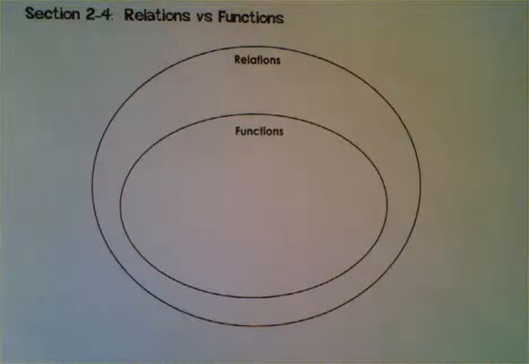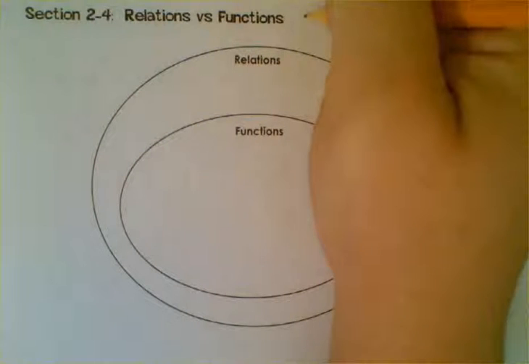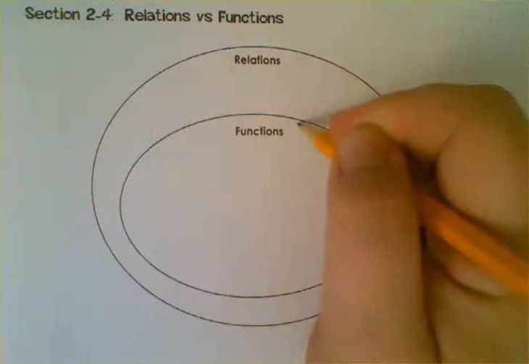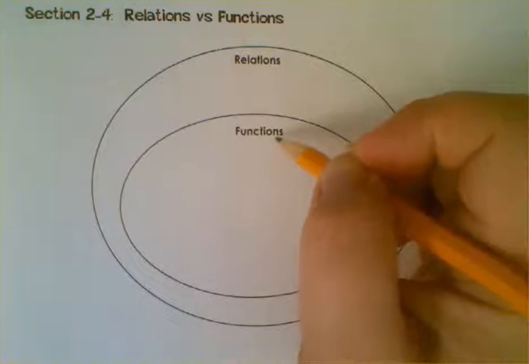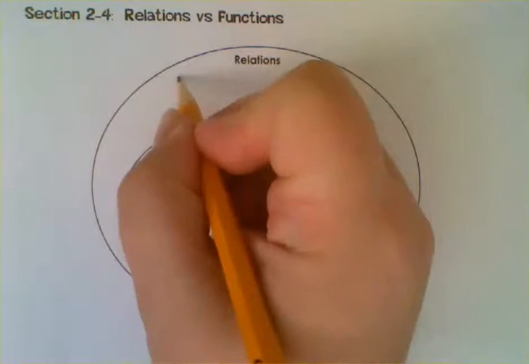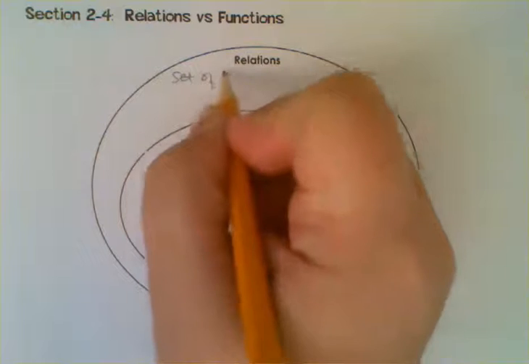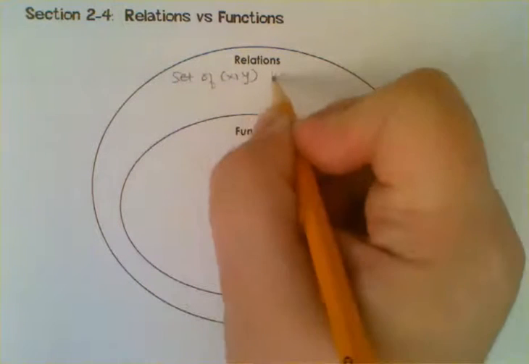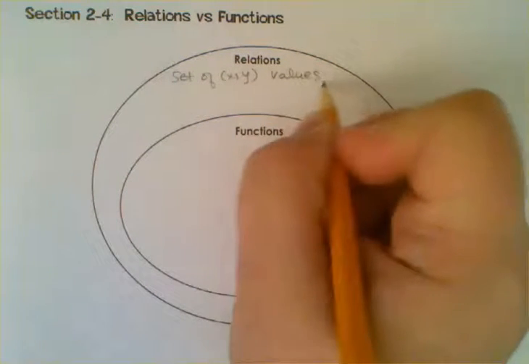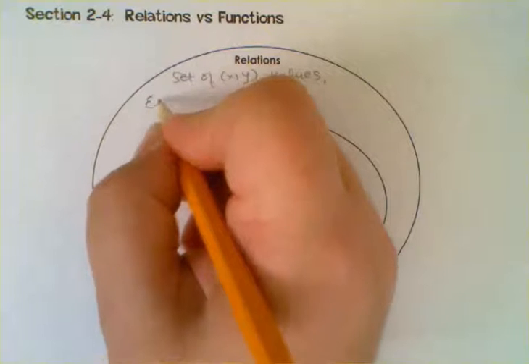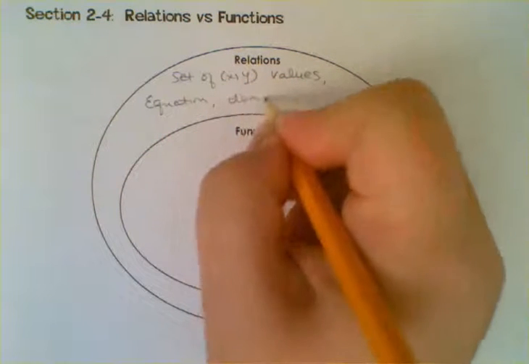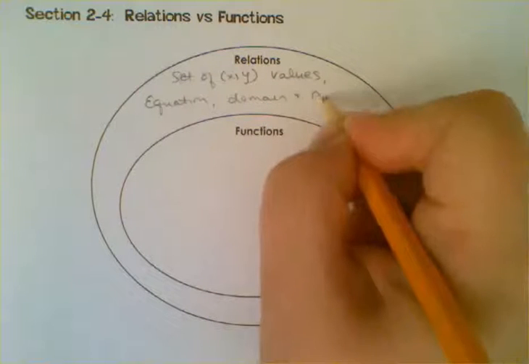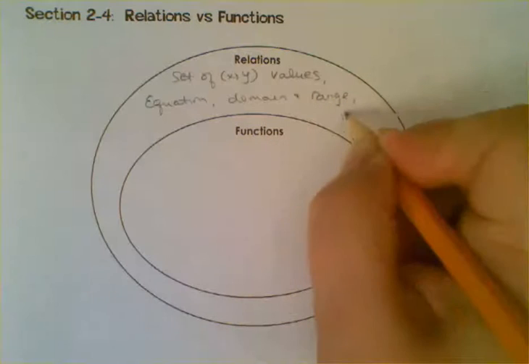Okay, we're going to take a look at the difference between relations and functions. Actually, all functions are relations, but not all relations are functions. So the tricky thing is that relations have a set of xy values. They have an equation sometimes. They have a domain and range. They have graphs.